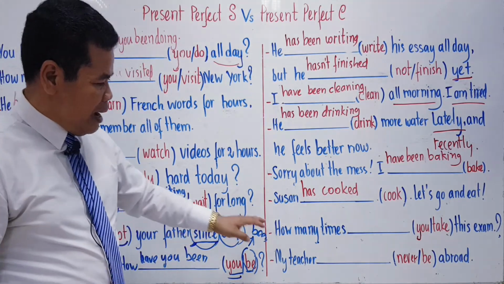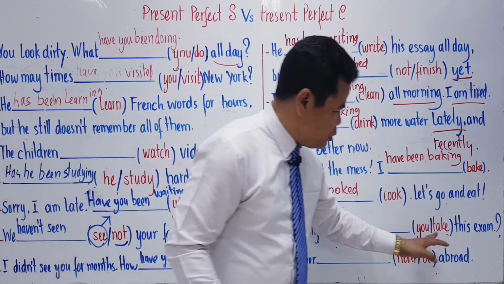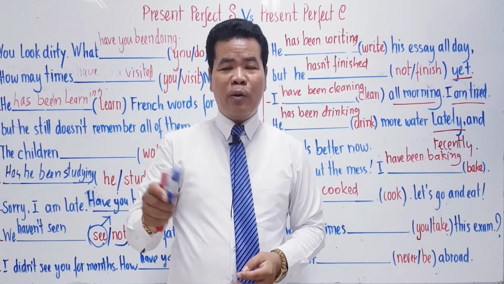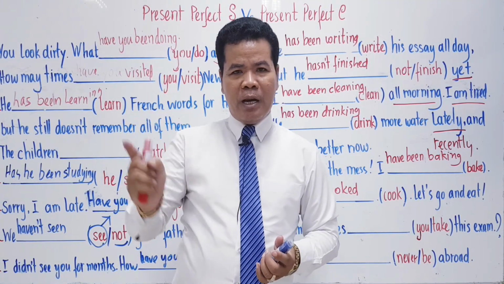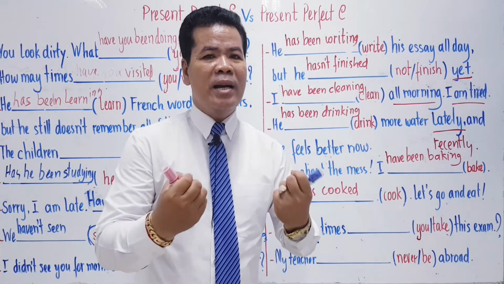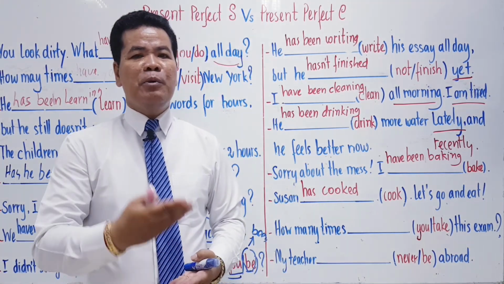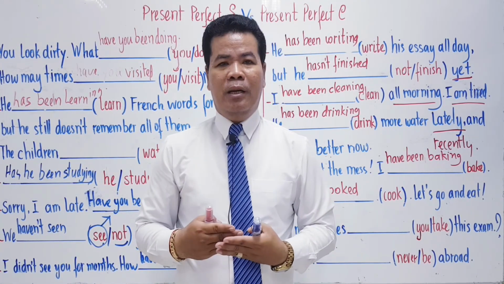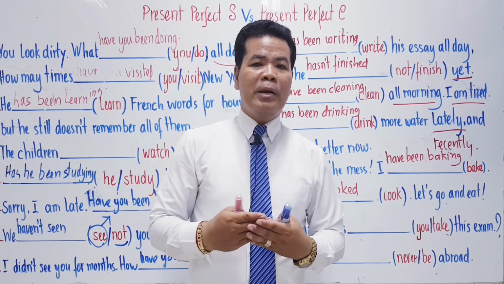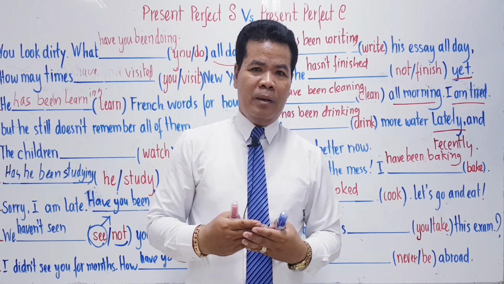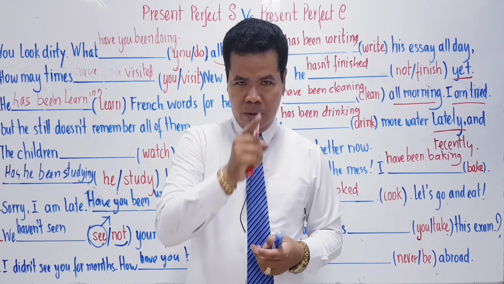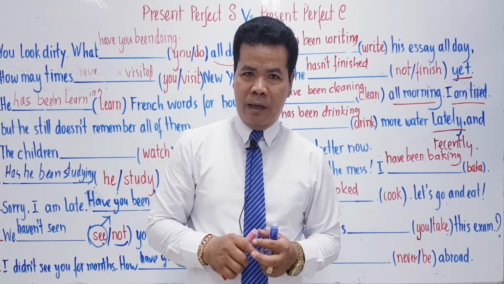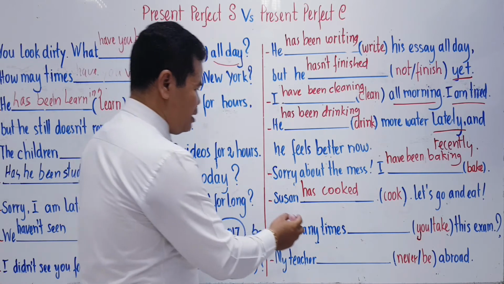Next, how many times have you taken this exam? Think about how many times they are going to ask you the total period of time or experience in one's life. When you talk about experience during the lifetime, what are we going to use? Present perfect simple or present perfect progressive? Okay? Good. You have got the right choice. Present perfect simple. Right?